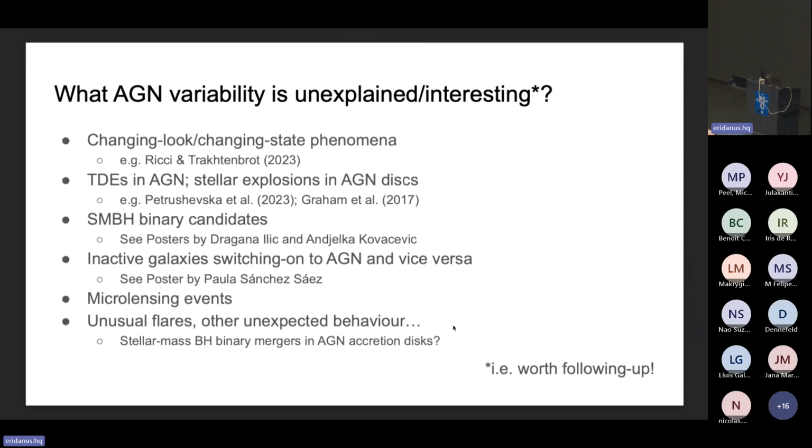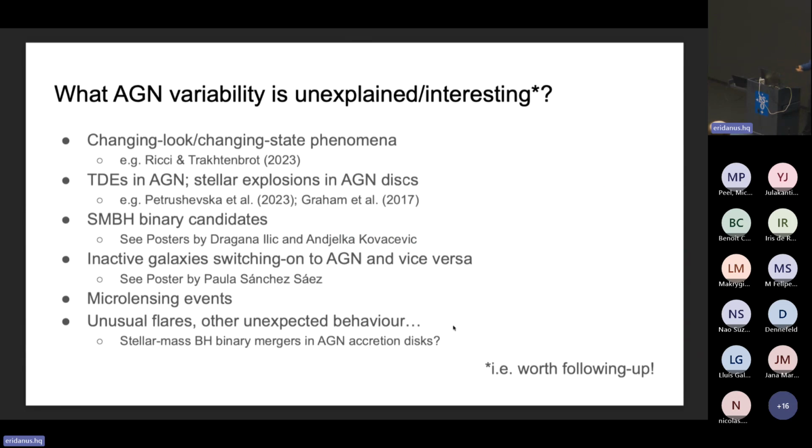But then there are also more exotic things that we haven't yet seen, depending on who you believe. I don't think we've seen anything personally. Some people have candidates for binary supermassive black holes; there's a poster from Angelika Kovacevic who just talked about that. There's also a nice poster from Paula Sanchez-Saez, where she's looking at galaxies that were previously completely inactive, with no sign of an AGN at all. You see in ZTF they switched on and now it looks like an AGN. That's a rare event. We've seen one event in ZTF, but how many more of those will LSST find? How many are going to be interesting to capture the birth and perhaps even death of AGN?